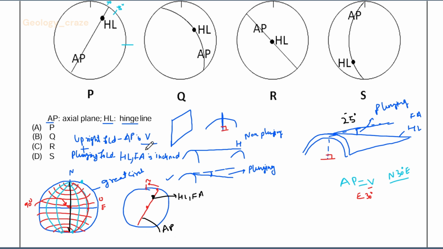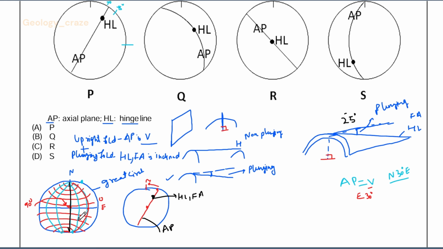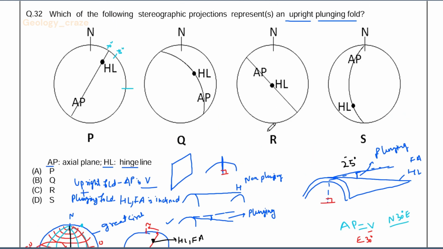Now we will go back to our options. First thing is that for an upright plunging fold we'll need a vertical axial plane. That is making 90 degrees, and if we plot that 90 degree plane in our stereonet, the line should pass through our center. So in which case does the line pass through the center? In this case and this case the line passes through our center. This is for upright fold.